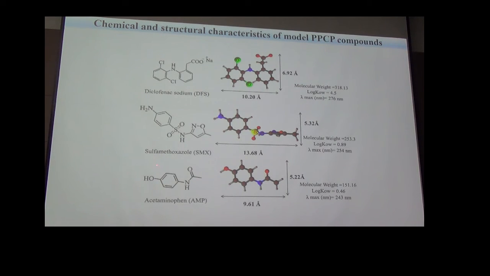And the absorption capacity of the material is correlated with the chemical and structural characteristics of the PPCP material. As I have already told, the absorption capacity is in the order that DFS has a high absorption capacity compared to the SMX and AMP. So here we can see the molecular weight of this material is also in the same order. Meantime, the hydrophobic nature of this PPCP is also in the same order, which follows with the absorption capacity of that material.